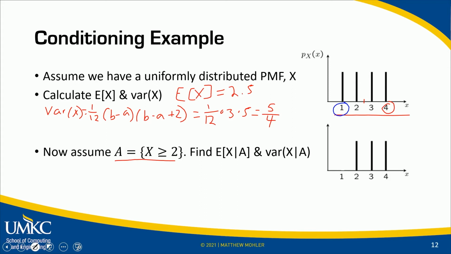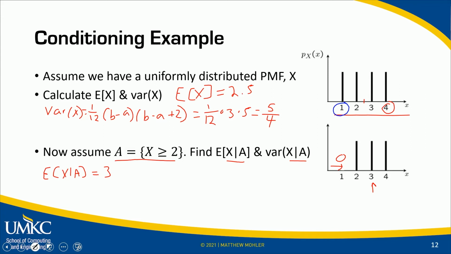Now, to do this in a slightly different way, let's say that we have an event A, that x is greater than or equal to 2. With that event, what is the new expected value, the expected value of x conditioned on A, and what's the new variance of x conditioned on A? Well, again, the expected value is relatively easy to calculate. The expected value of x given A in this specific case is just the mean, because it's uniformly distributed, and that's going to be 3. You'll notice that's shifted up because 1 is not greater than or equal to 2, so this is a 0 probability here.